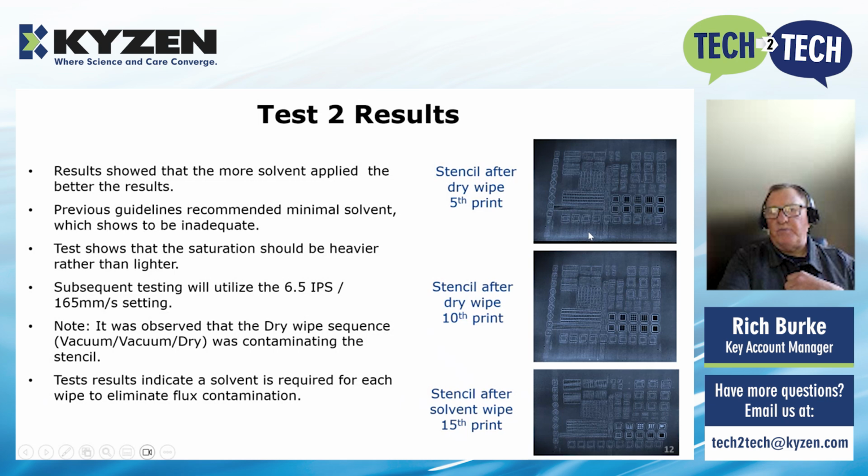So after the fifth printed board, we inspect that stencil, we can see streaking. After the 10th, we see streaking here as well, and that streaking is gone when we apply the wet wipe process solvent. So clearly the addition of the wet wipe or the solvent step does play an important role, and increasing that solvent application is important.